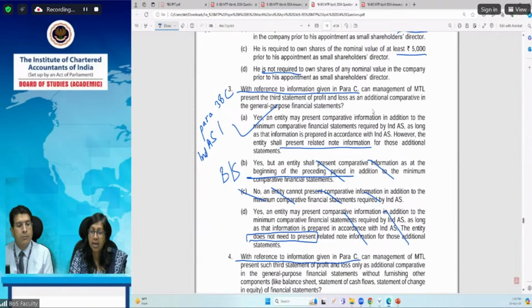In the second, in option B, because they are talking about the beginning of the preceding period, they are not talking about the statement of profit and loss for the whole period, any additional information as an additional information. That's why option B is also incorrect.